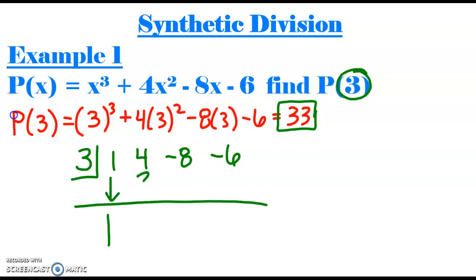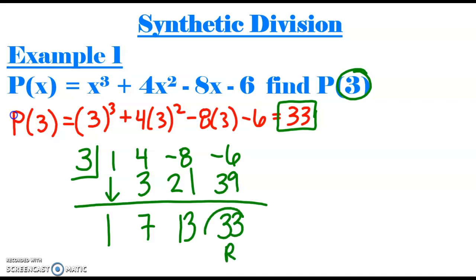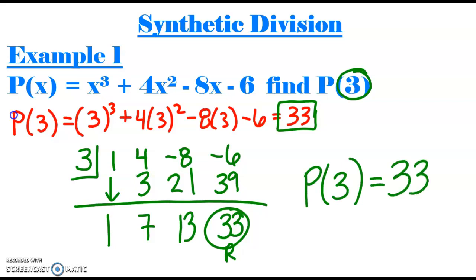So 3 times 1 is 3. 4 plus 3 is 7. 3 times 7 is 21. Negative 8 plus 21 is 13. 3 times 13 is 39. Negative 6 plus 39 is 33. That's the remainder spot. Your remainder is your solution. So P of 3, when you substitute in 3, you would get out 33.